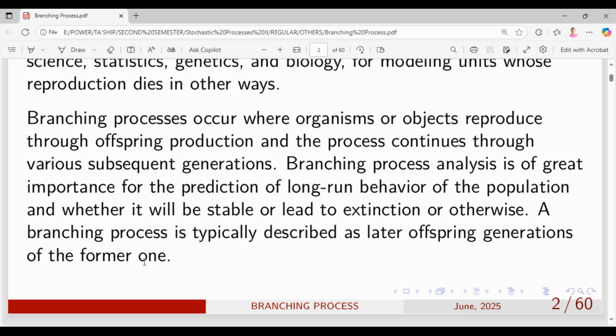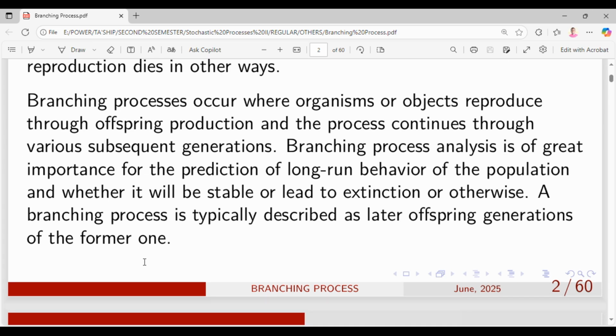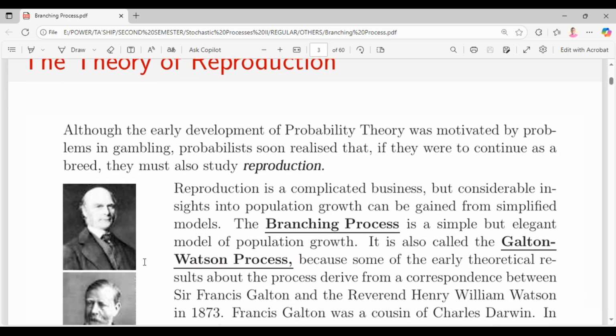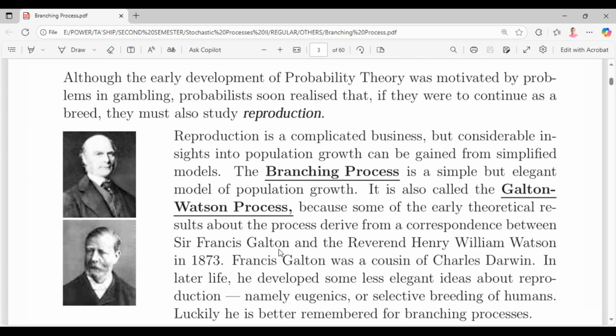We've been studying about genetics. Charles Darwin brought about the concept of this reproduction and so forth. So how is it applied in probability theory? That was the major question that came up, and this question was posed by Galton Watson. Galton Watson was actually a half cousin of Charles Darwin. Yes, Charles Darwin's half cousin.